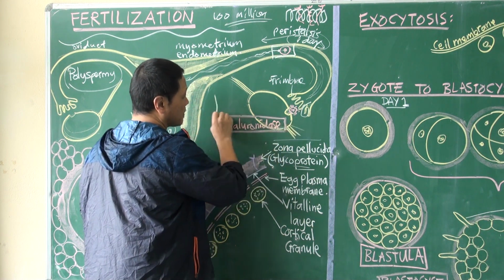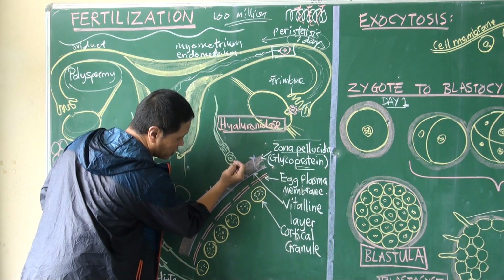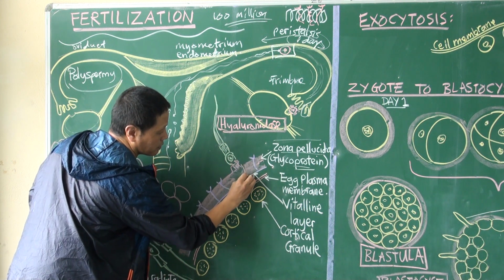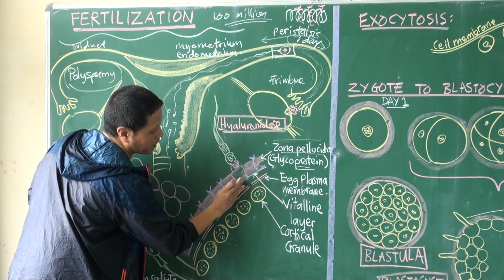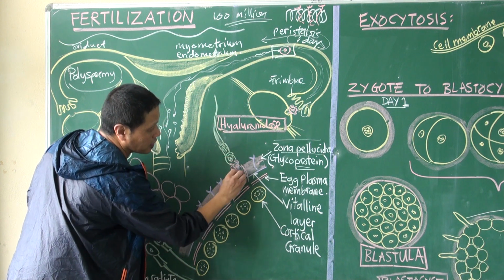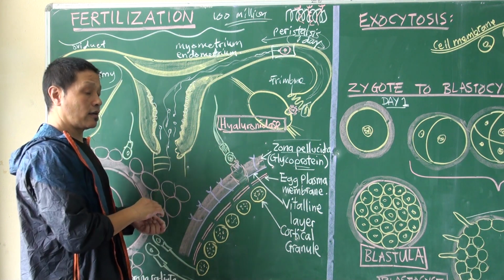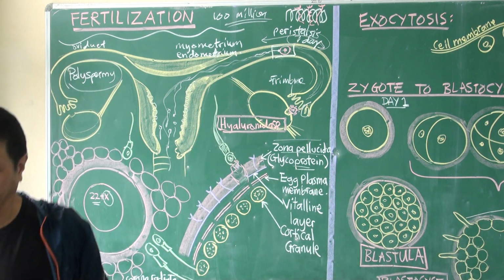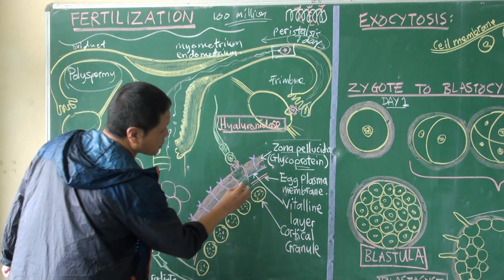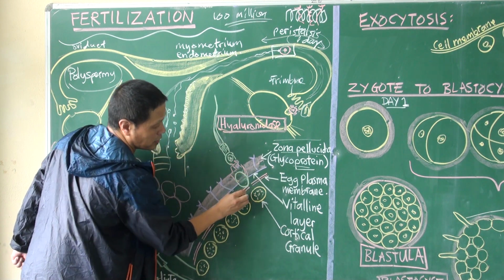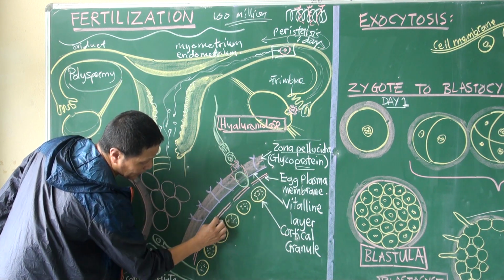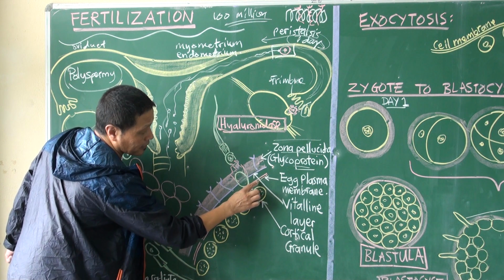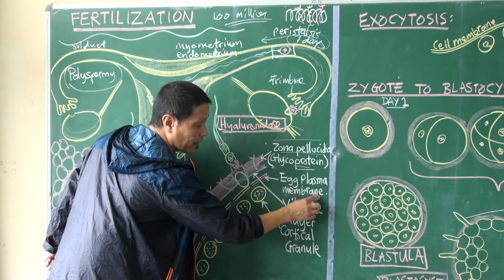So this enzyme is going to dissolve the zona pellucida and everything that's here, and lets the sperm cell really enter through the wall. So it reaches the cell membrane. This pink line that I've drawn here, the double line, is the egg plasma membrane.